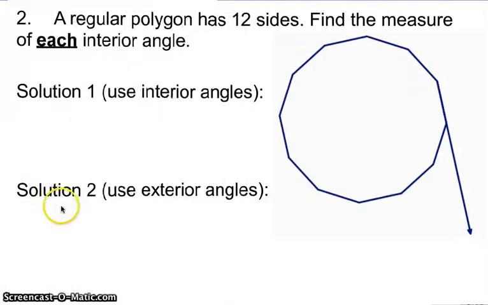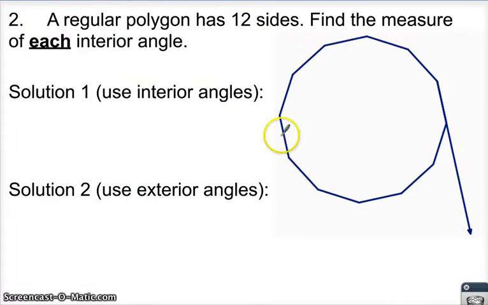Okay. Next, this is a regular polygon, so I did this one right. Regular polygon has 12 sides. I call that a dodecagon. Find the measure of each interior angle, so each one of those things. Two ways to do this. You can use the interior angles.